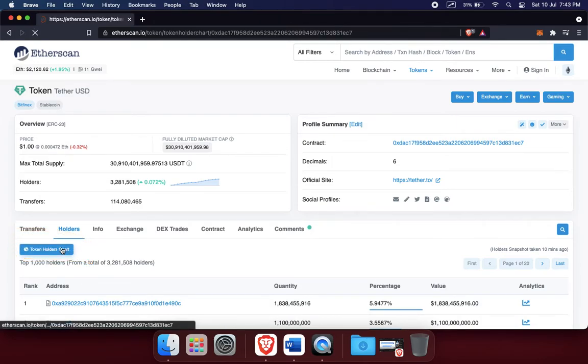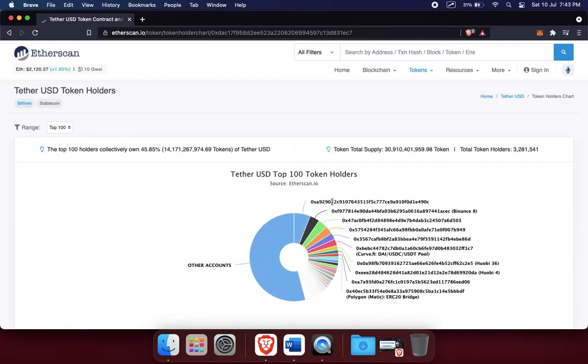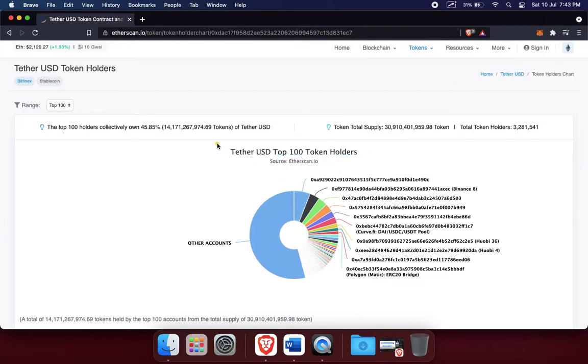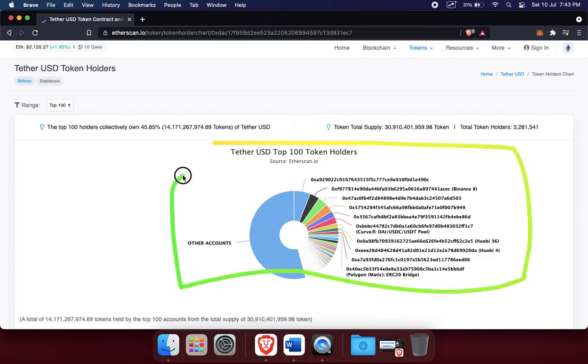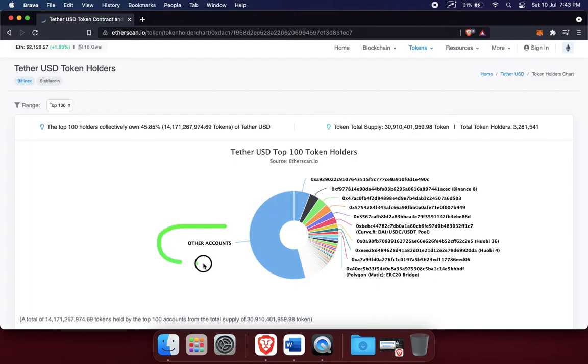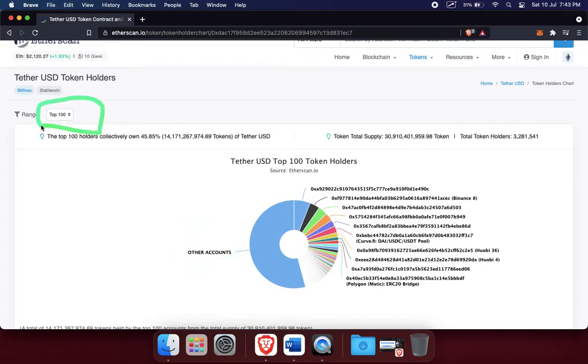So yeah, click on it. Yeah, there we go. So it's going to display a chart, and I think this is really a lot easier to visualize, right? All the Tether holders in the world chart. Now, when you look at the other accounts, these are just all the other accounts which are not displayed here. These are just showing me the top 100. So I can actually change this, and I will change it in a moment. But let's read this first.